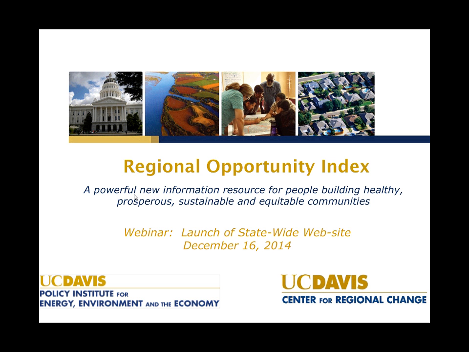Thank you, Matt. This is Chris Benner, and thank you all for joining us today. I want to thank the UC Davis Policy Institute for Energy, Environment, and the Economy for sponsoring this webinar today to share with you our new statewide interactive mapping tool that measures opportunity for communities and regions throughout the state. We're calling this ROI 1.5 because we've had a ROI 1.0 version for the last year or so focused on the Central and San Joaquin Valley, and today is when we're unveiling the new statewide version.